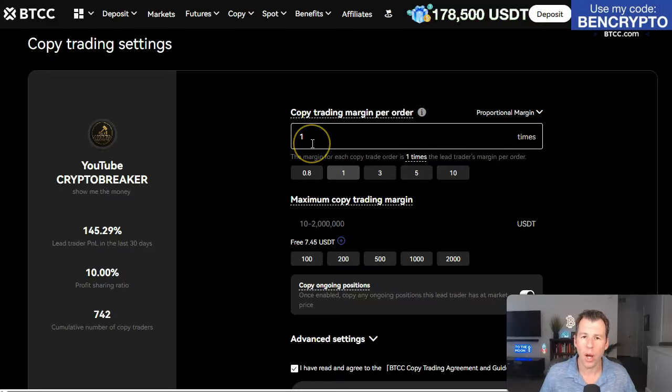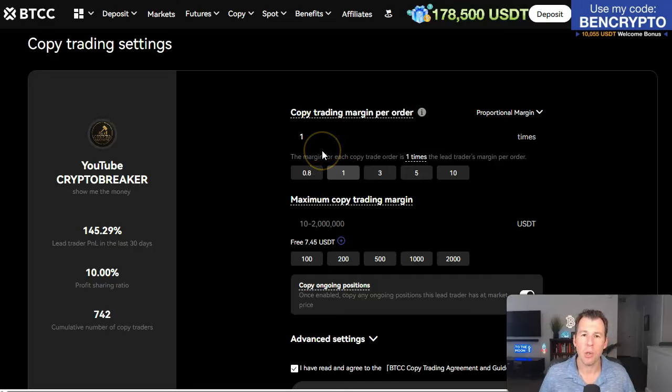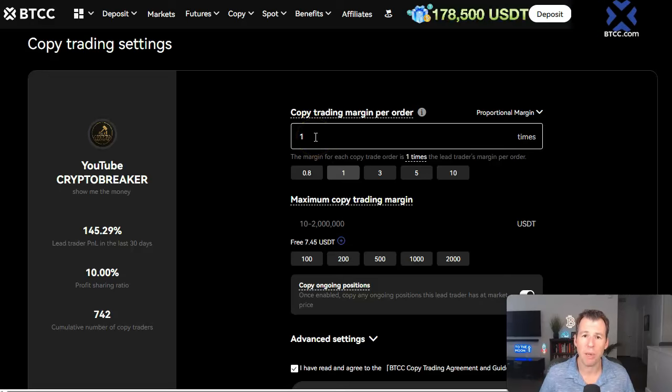So if it's a 1 proportional margin, that means you put in the exact same amount that they put in. So if they open up a $1,000 Bitcoin long, you open up $1,000. If they open up a $200 Ethereum long, you open up a $200 Ethereum long. 3 times, same thing. They open up a $500 trade, you open up $1,500. They open up a $400 trade, you open up a $1,200 trade, etc., etc.